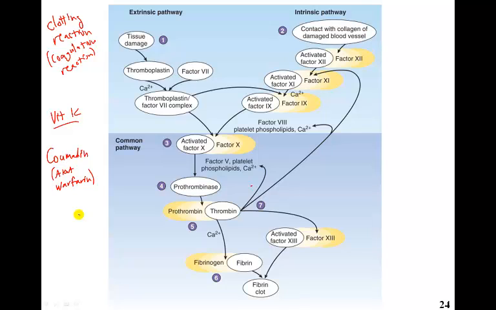So that's the first general point I want to make about this slide. The second thing is that, as we pointed out, there are these two separate pathways that can both end up activating thrombin. One's called the extrinsic pathway, one's called the intrinsic pathway. Let me start with the intrinsic pathway. The intrinsic pathway is the pathway that involves platelet activation.